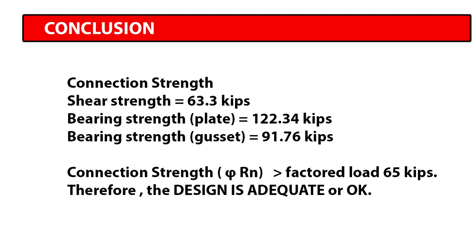Now for our summary, in the connection strengths, we have the shear strength, which is equal to 63.3 kips, the bearing strength for the plate, which is equal to 122.34 kips, and the bearing strength in the gusset plate, which is equal to 91.76 kips. So therefore our connection strength is greater than the applied factored load, which is equal to 65 kips. So therefore our connection is adequate or okay.